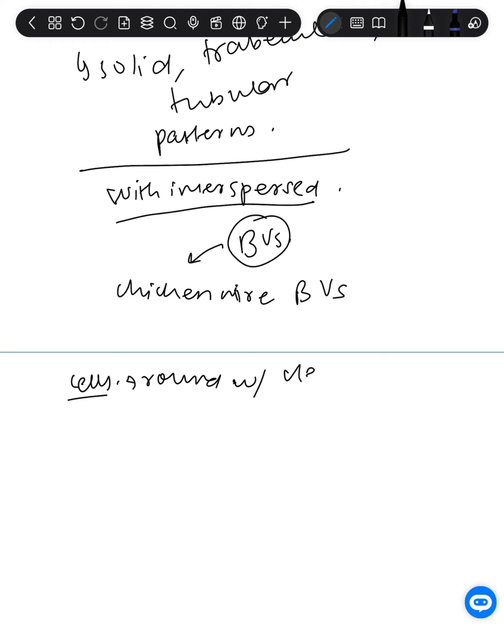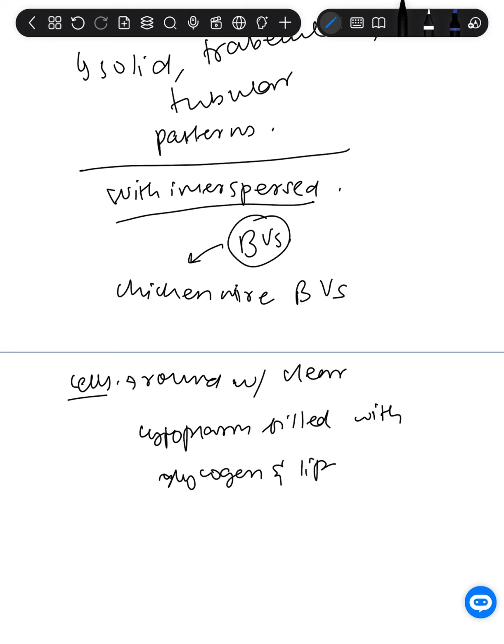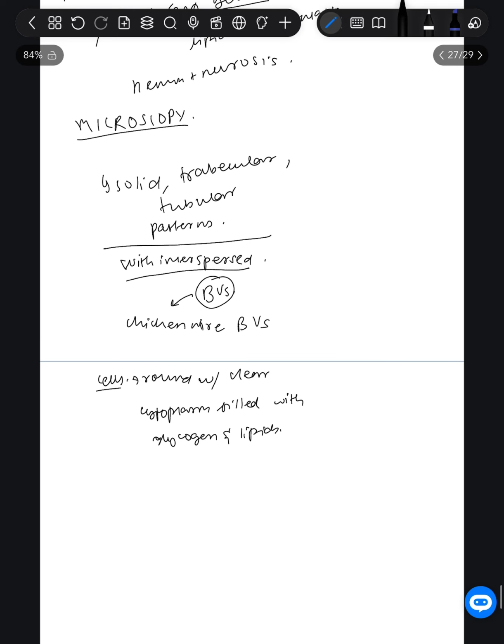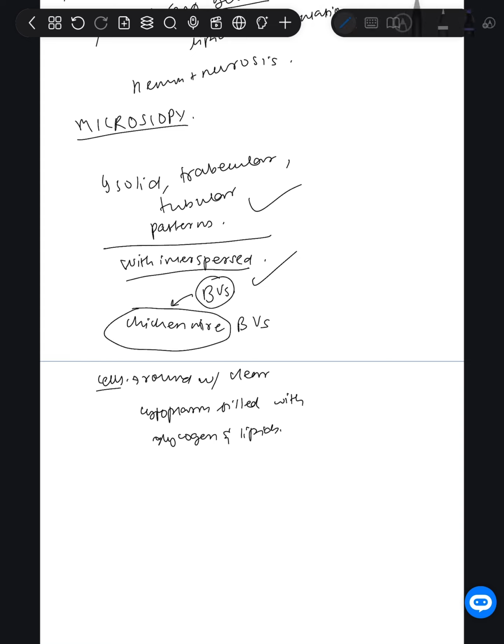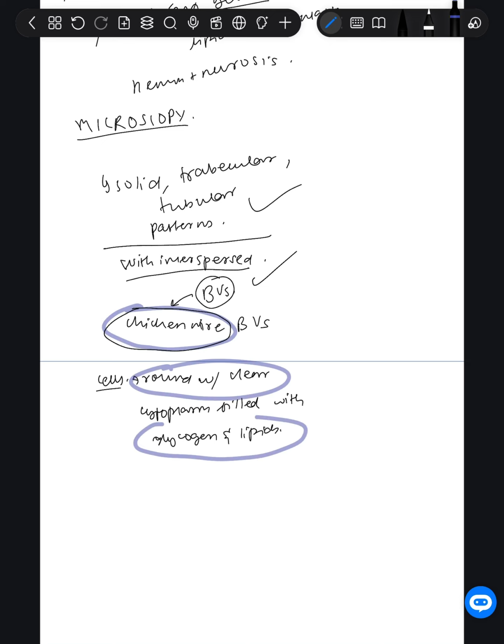with clear cytoplasm filled with glycogen and lipids. Okay, this is what you have to remember. Microscopy, we had all these patterns that we always see in the neoplasm with interspersed blood vessels. You have to remember just two things. First is chicken wire appearance of the blood vessels. The second is the cells are clear with glycogen and lipids.